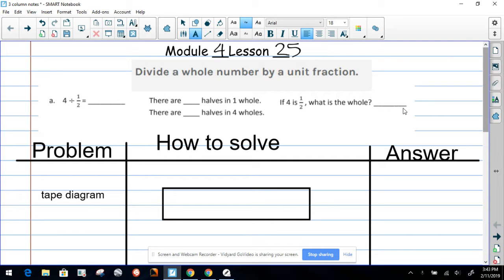Here we go. Module 4, Lesson 25. Today is an easy lesson. Let's hope you understand it. So we're going to divide a whole number by a fraction, and we'll complete these sentence frames.